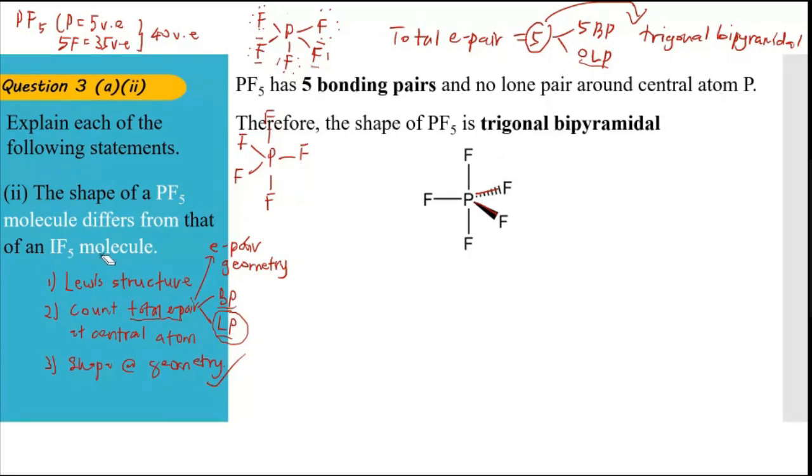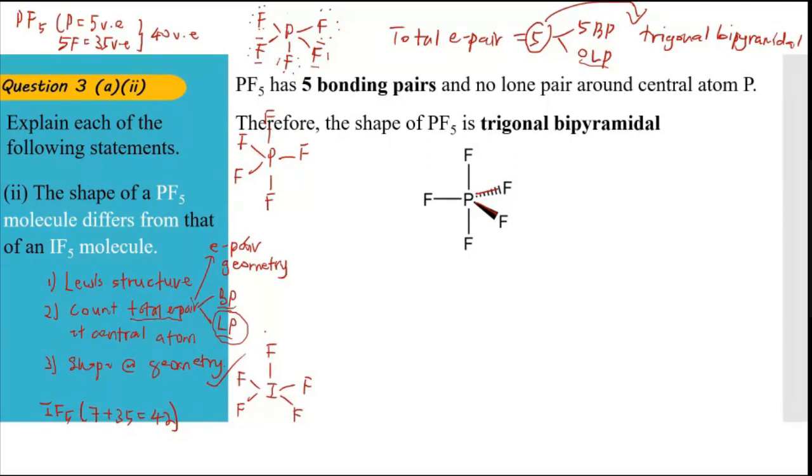And then the same goes to IF5. You do the same. IF5. Valence electron iodine is 7. And then 7 times 5, 35. So total 42. Then you start to draw I bond to 5F. 1, 2, 3, 4, 5.